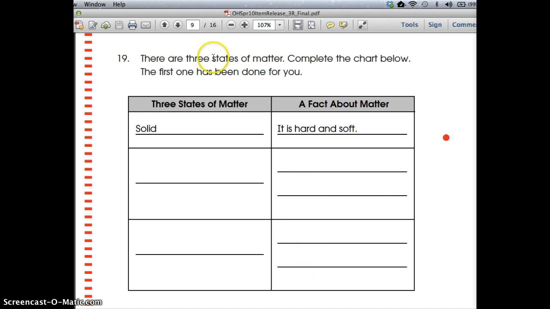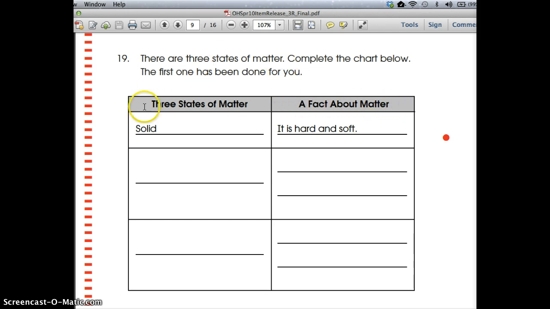It says there are 3 states of matter. Complete the chart below. The first one has been done for you. So on this side, you're going to write the 3 states of matter. They gave you the first one, solid. And then across from it on this side, you're going to write a fact about that state of matter.